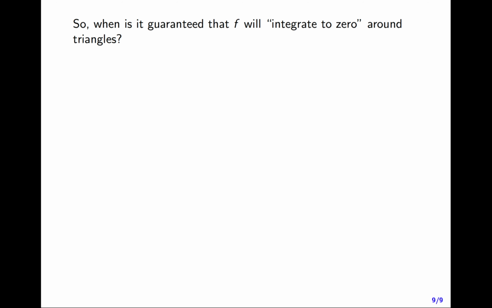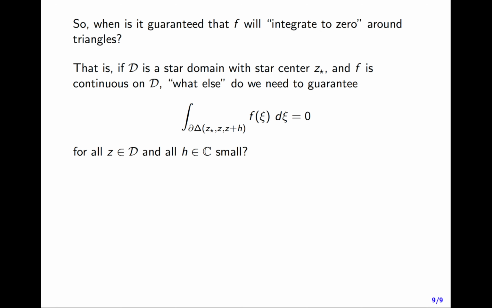So what have we done here? What are some conditions that will guarantee that f will integrate to 0 around triangles? In other words, if you have a star domain D with star center z star, and if f is continuous on D, do we need something else? What else could we possibly assume or impose to guarantee this integral condition, that the integral of f over the triangular path spanned by z star, z, and z plus h is equal to 0 for all z in D and all complex h small?